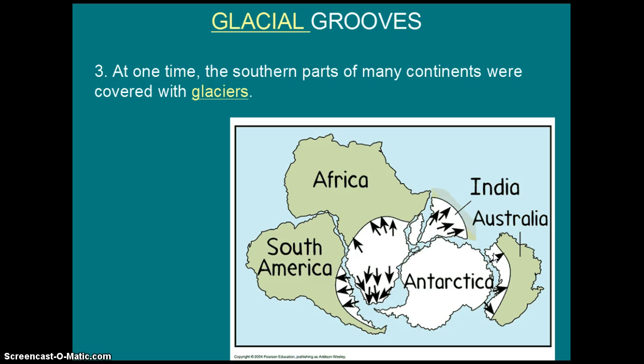Another thing that scientists noticed was glacial grooves. And these glacial grooves were found on the southern part of many of these different continents. And as you can see with the arrows showing the way that the glaciers had moved. What does the glacial grooves tell us about the southern areas of these continents?